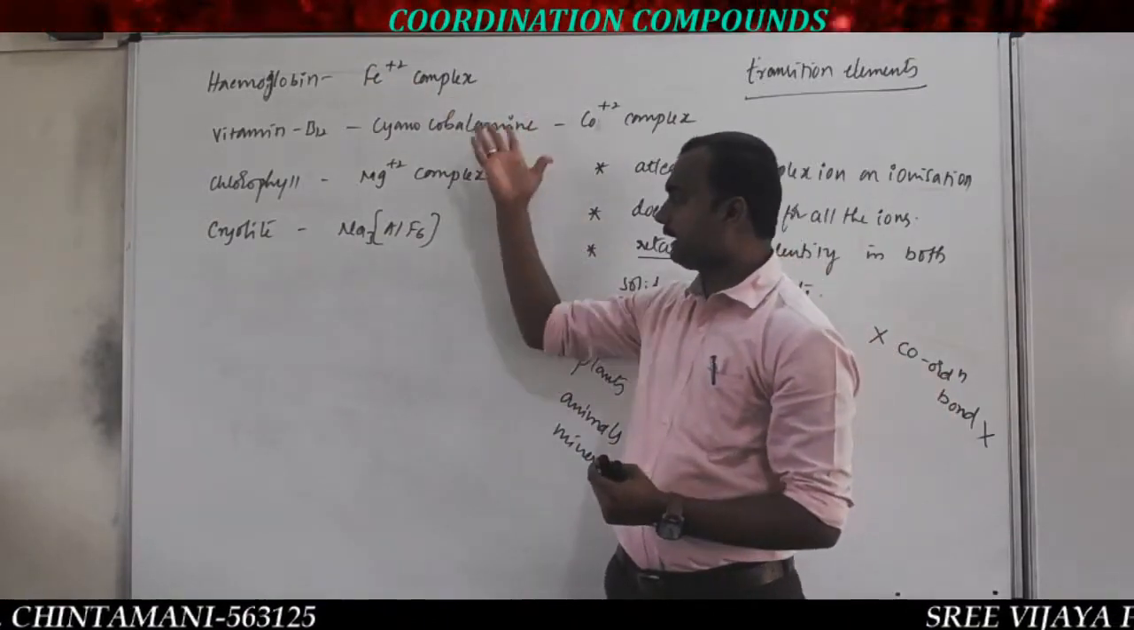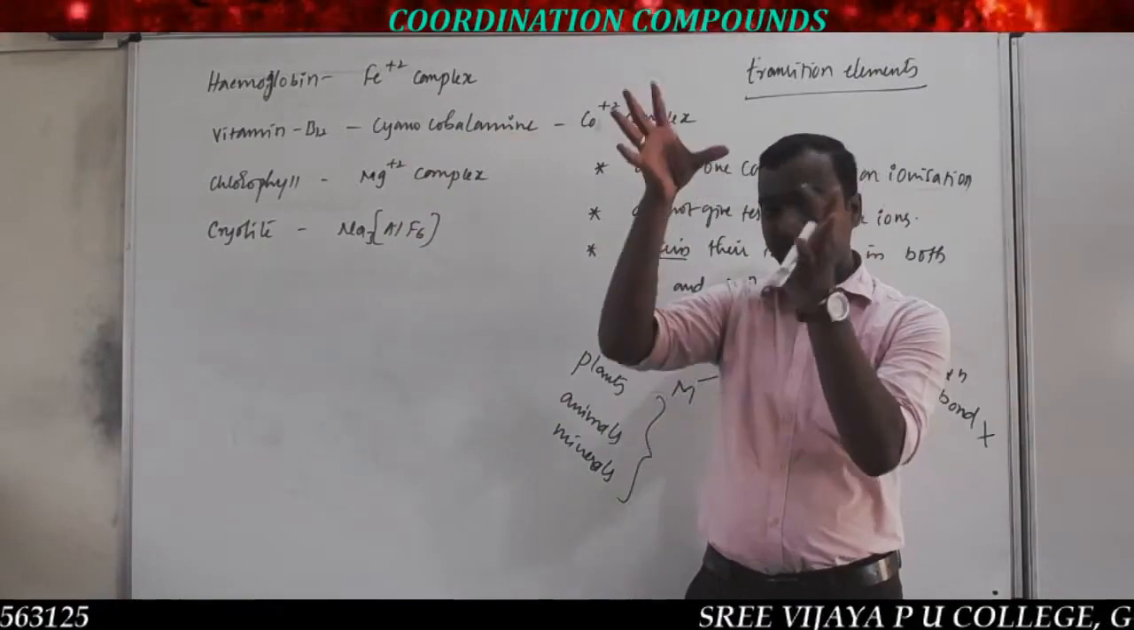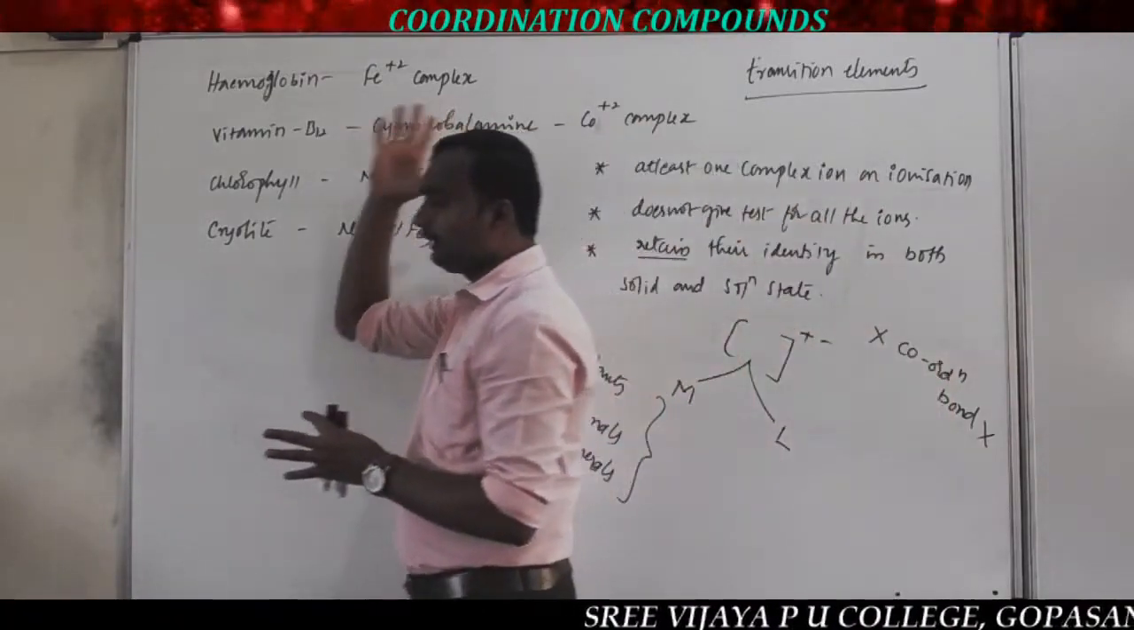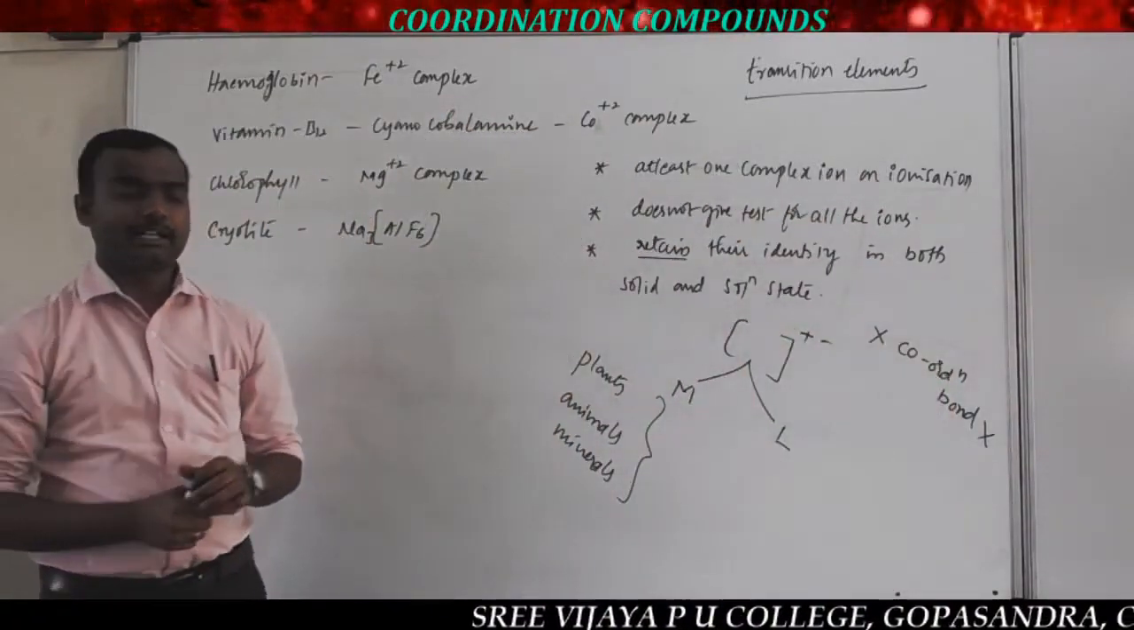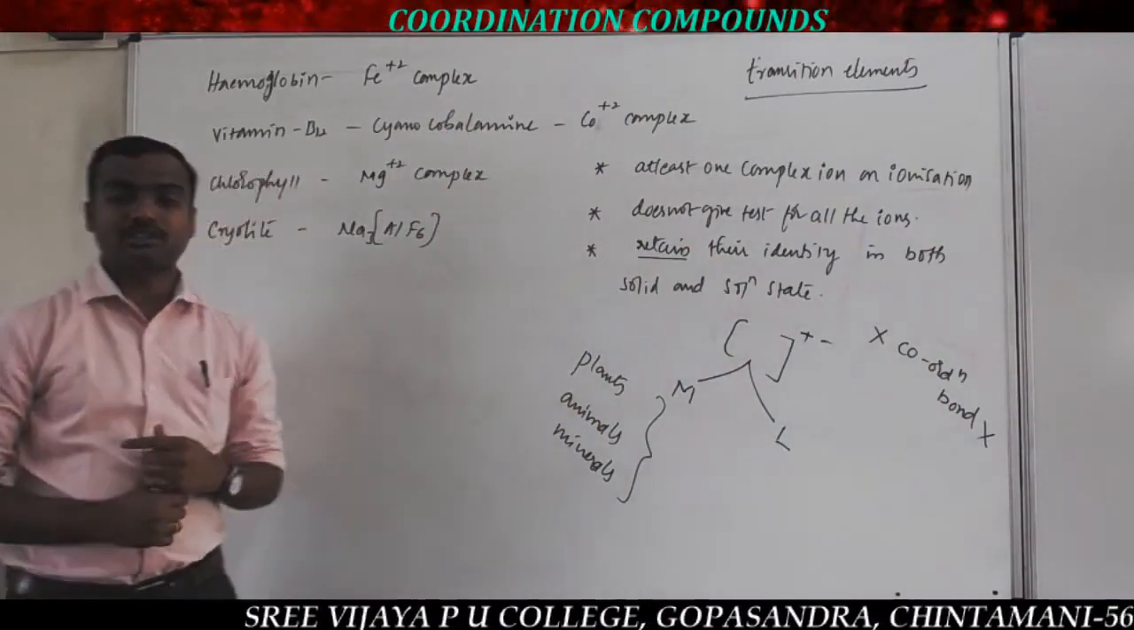Magnesium, ferrous iron, aluminum and cobalt — we give these as options. So in hemoglobin, Fe+2, iron is the central metal atom. Then there is vitamin B12, a cobalt plus 2 complex. Cobalt plus 2 is the central metal atom.